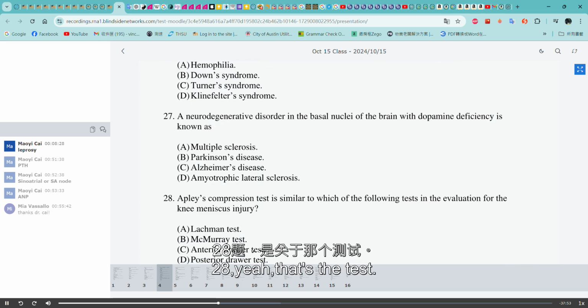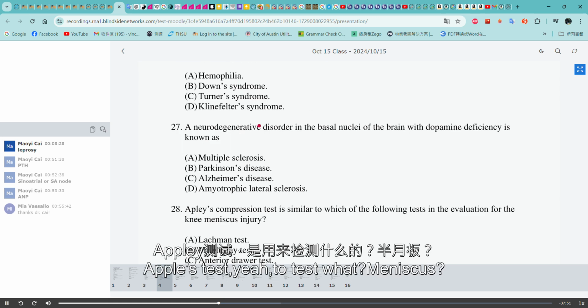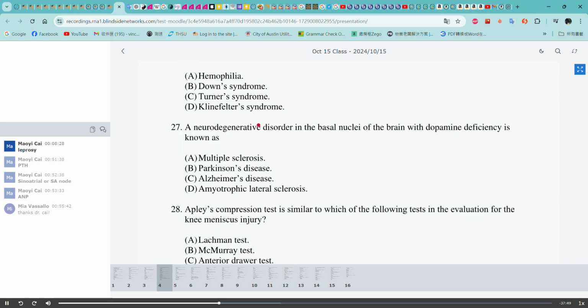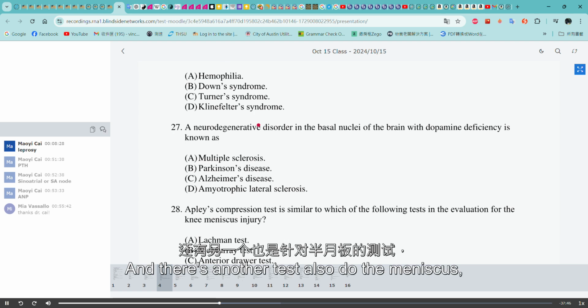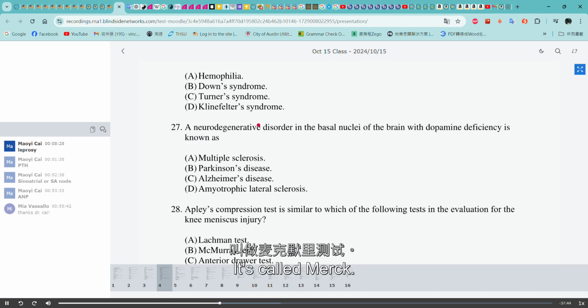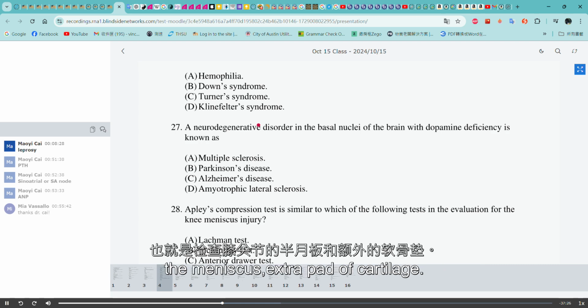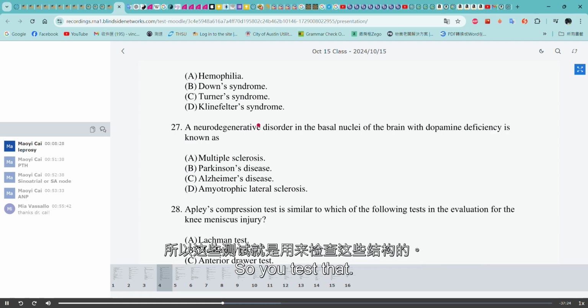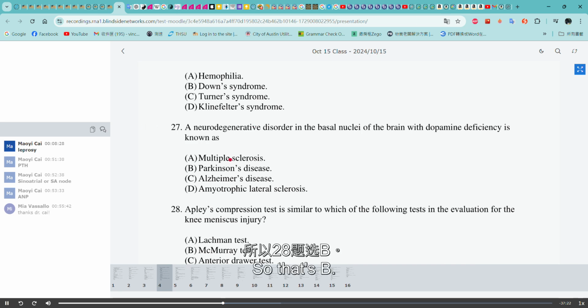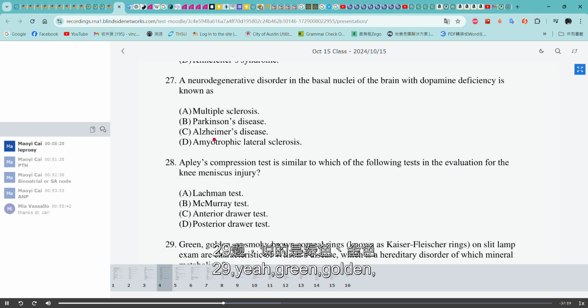28. Yeah, that's the test. Apley's test. Yeah, to test the what? Meniscus. And there's another test that also tests the meniscus, which is called the McMurray test. McMurray. So Apley's compression and McMurray, and we'll talk about those names after, probably next week too, so we're going to move on. Those 2 tests are particularly for the knee joint, the meniscus, the extra pad of cartilage. Yeah, so you test that. So that's B.